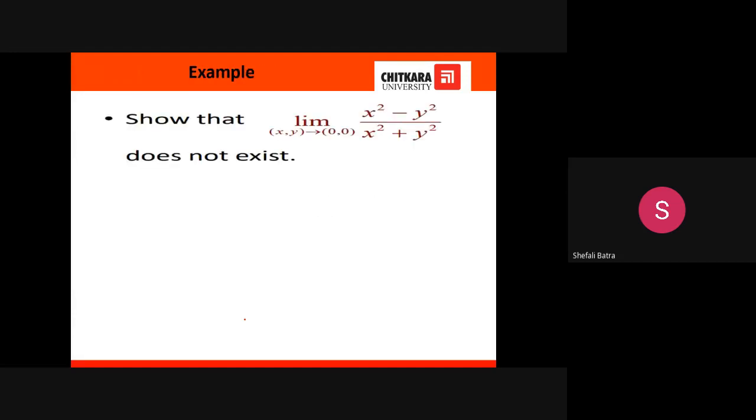Now, let us have one example. Show that the limit as x comma y approaches 0, 0 of x square minus y square upon x square plus y square. Now the point x, y approaches 0, 0. This is your x-axis and this is your y-axis. And this is the point x comma y. Right? And this point approaches 0, 0. So what is 0, 0? This is 0, 0.